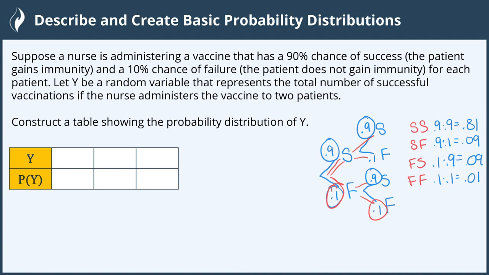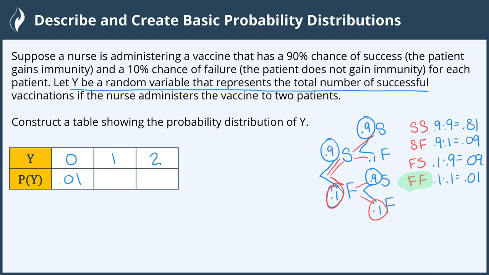Now let's fill in our events that are possible. For Y to be the random variable that represents the total number of successes, we can have 0 successes, 1 success, or both patients are a success. If there are 0 successes, that means that both of them are a failure, and then we know that the probability for that is 0.01.